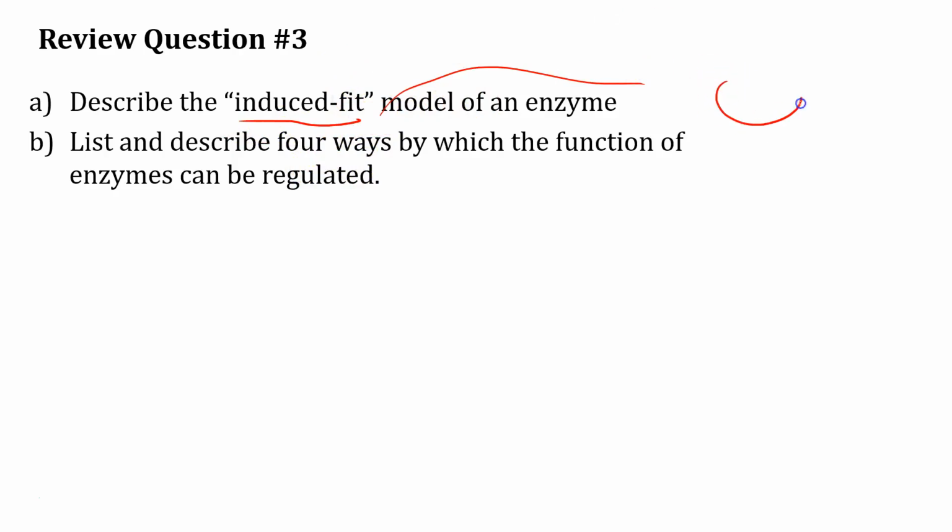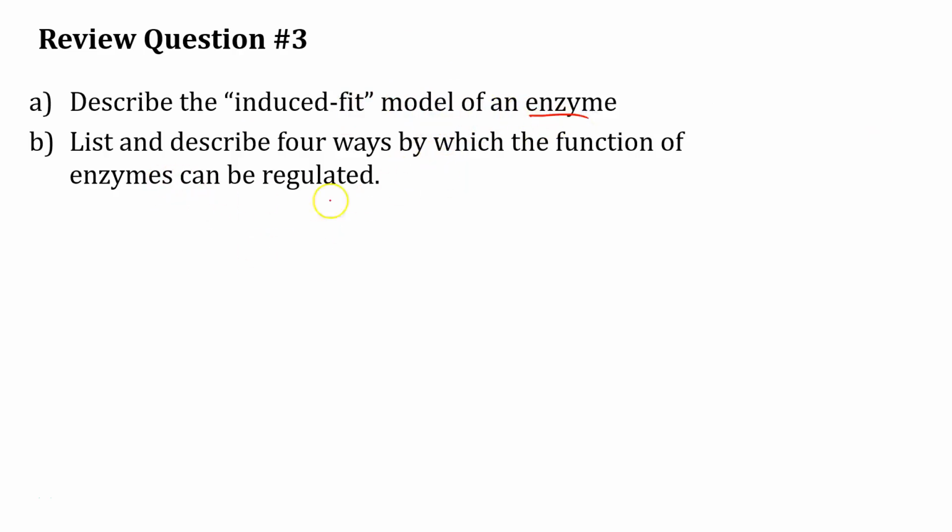means that you have some sort of enzyme. Here we go. Here's my enzyme. And there's some sort of active site. And the active site has some sort of shape which is going to allow some sort of substrate to bind. And when it does, the shape of the enzyme changes and it does something. If you could describe that, you have just described the induced fit model for enzymes.